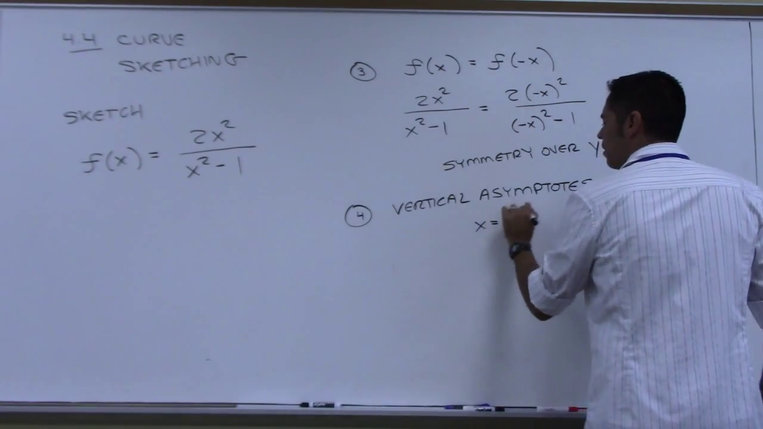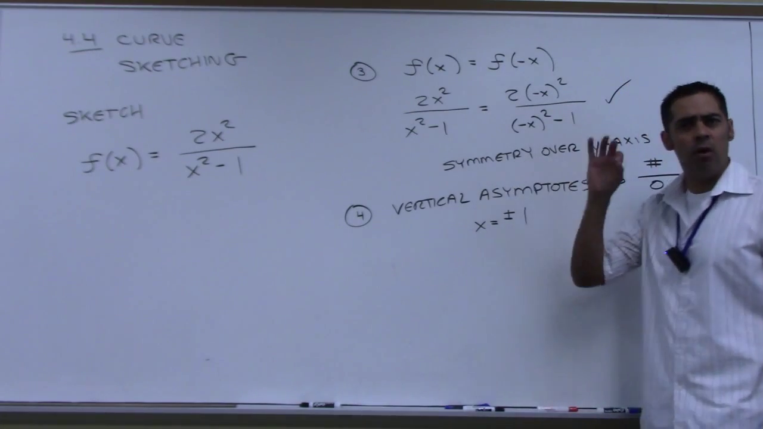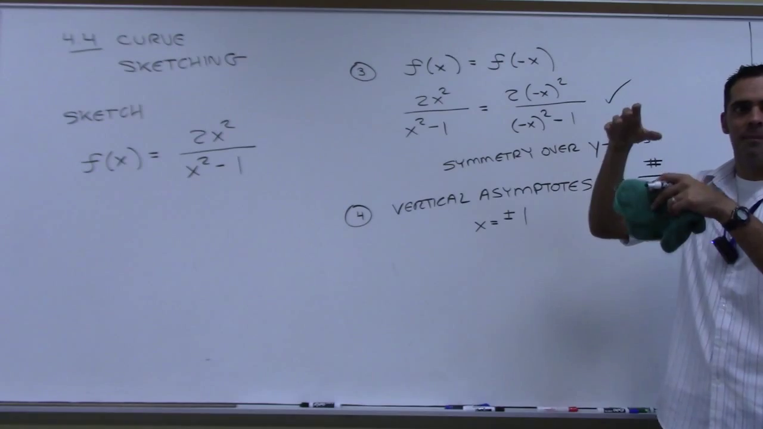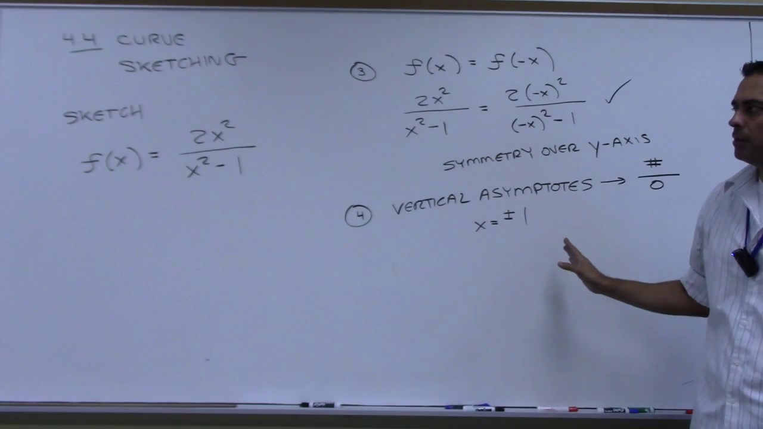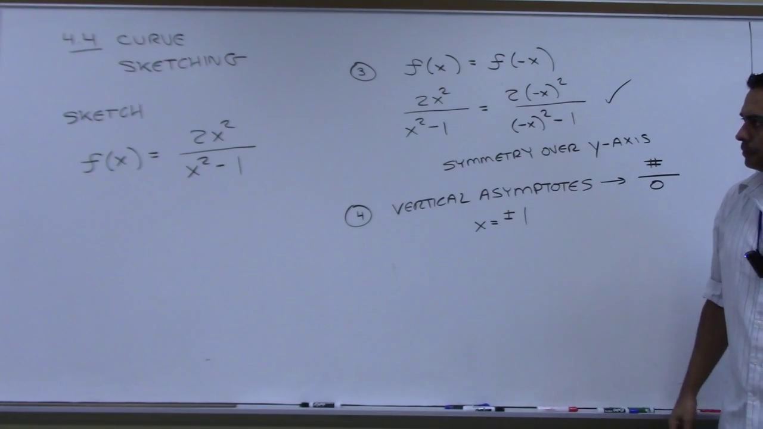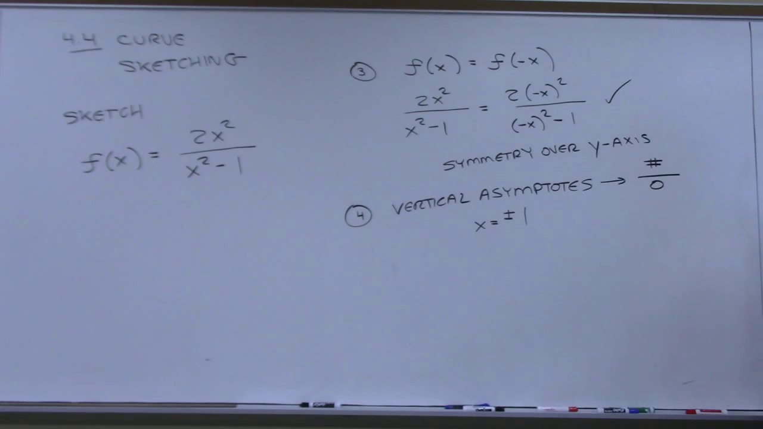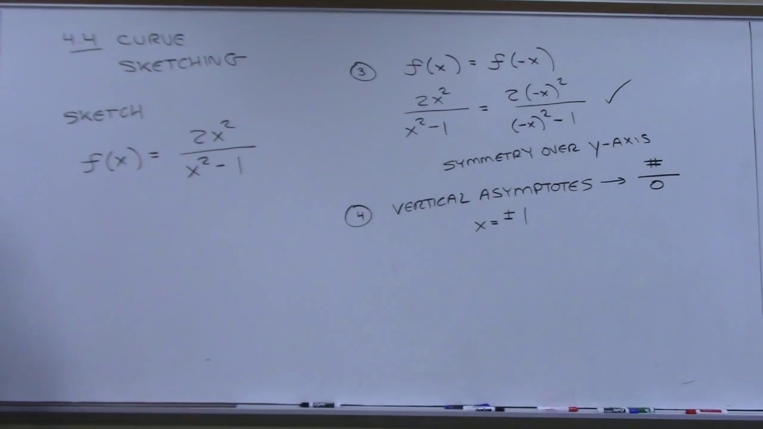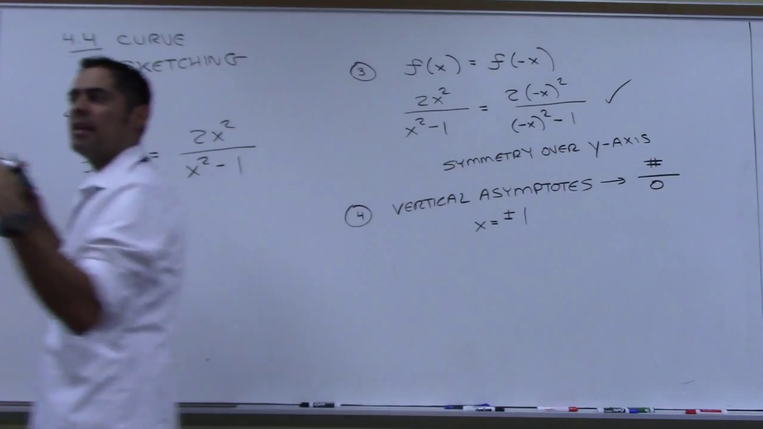But we do have to be a little careful because sometimes we can have holes in our graph where it's the same factor on top and bottom, but that's not happening here. So I do have vertical asymptotes there. So let me come over to my graph. Here's 1, here's negative 1. I know that I have these dotted lines like this that my graph cannot cross.